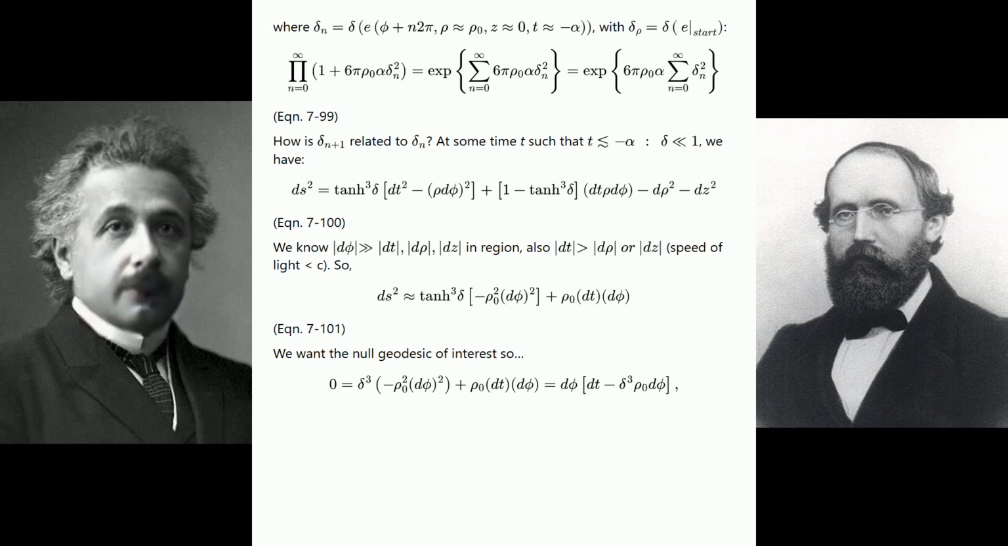We know the absolute value of d phi is much greater than the absolute value of dt, the absolute value of d rho, and the absolute value of dz in the region. Also the absolute value of dt is greater than the absolute value of d rho and the absolute value of dz, speed of light c. So, equation 7-101. We want the null geodesic of interest, so see the next equation.